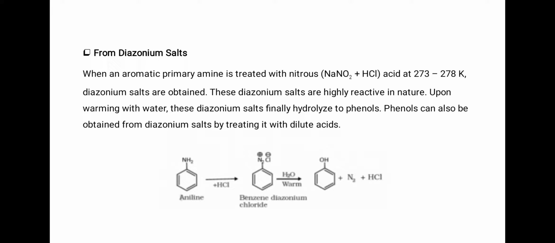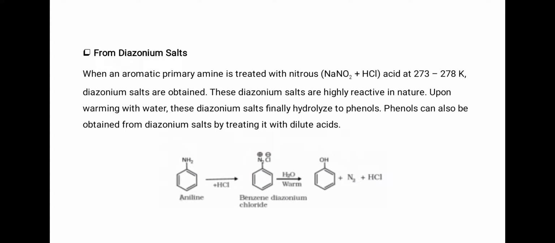So the second method is from diazonium salts. This is a very famous as well as important method of preparation of phenols, as in this, firstly, we can convert the aniline into benzene diazonium chloride. And how will it be carried out? It will be carried out by treating primary amine. Please note down this thing, that only and only aromatic primary amine, on treatment with nitrous acid, that is NaNO2 plus HCl at 273 to 278 Kelvin, gets converted into BDC.